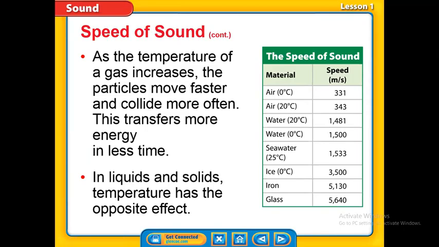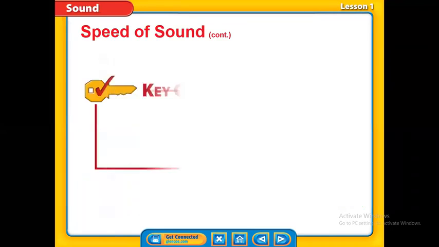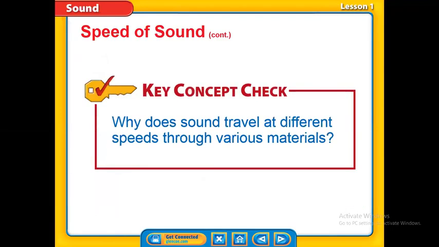Okay guys, so when temperature increases, that will allow the particles to move way faster, which means it will take less time for the sound to move through them, but that happens only in gases, not in solids and liquids. Okay? Do you guys get that point?